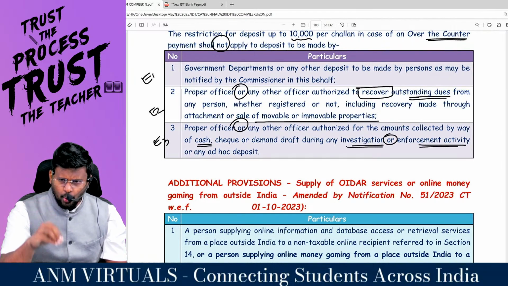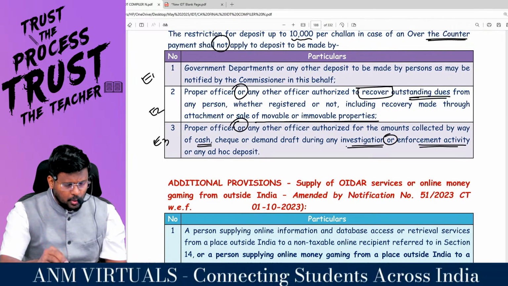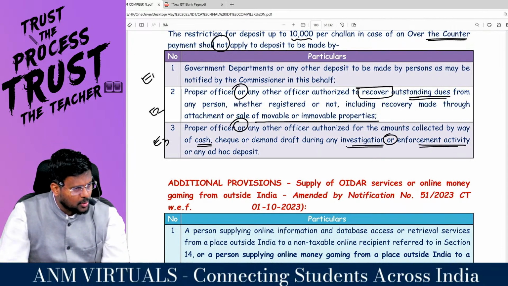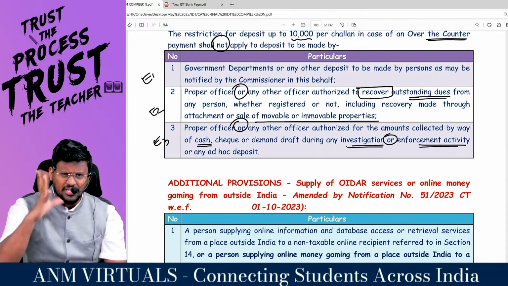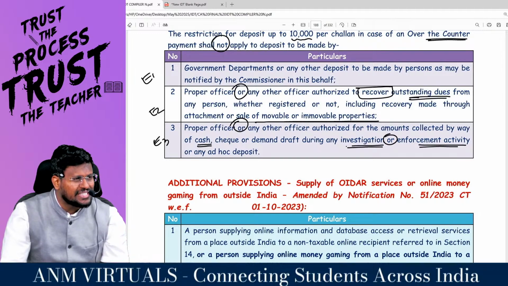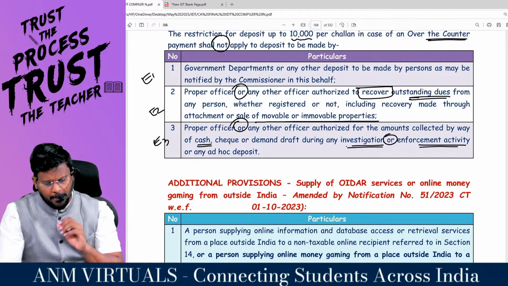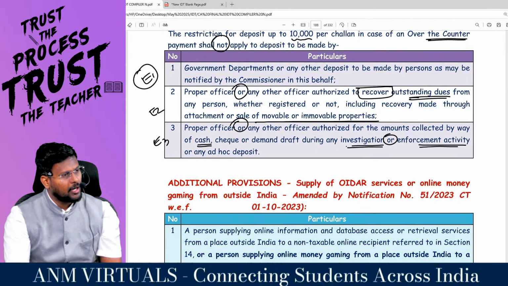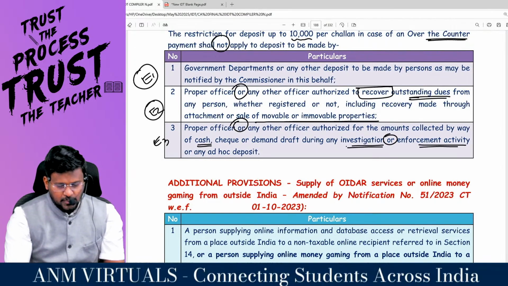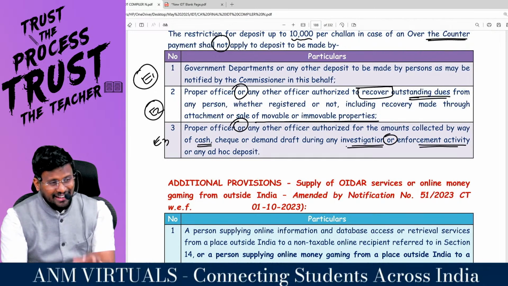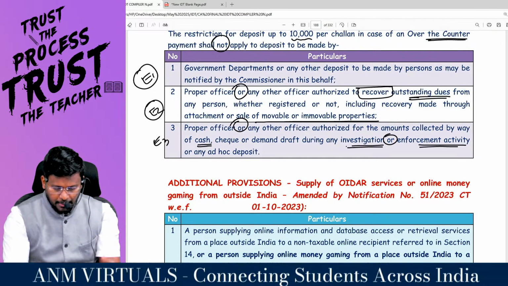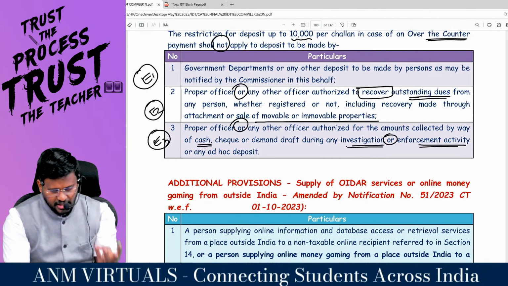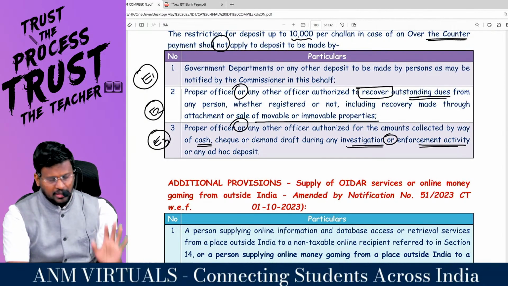So again, the PO can deposit that amount without seeing the limit of how much? 10,000. So in these 3 circumstances, my dear lovable students, the OTC up to 10,000 limit will not be applicable. Exception number 1 is for government department. Exception number 2 is for PO who have recovered the dues. Number 3, PO who have collected the tax during investigation or enforcement activity.